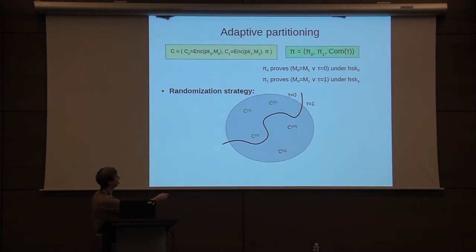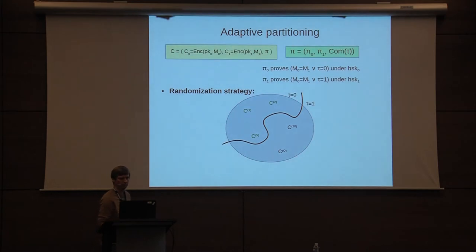So remember that tau is the thing that parameterizes the proofs. About half of the ciphertexts have tau equals 0, and half of them have tau equals 1. What we're going to do is, in each step of the proof, randomize one half. This means that the other half is going to be untouched, and one half will be simulated, one half will be randomized. Green means the corresponding messages have been randomized.